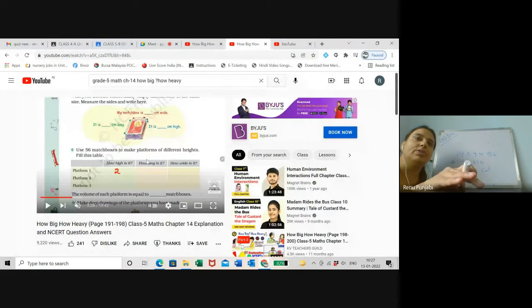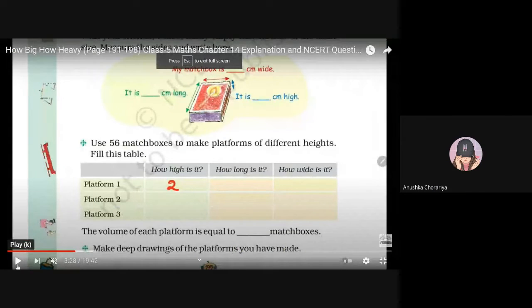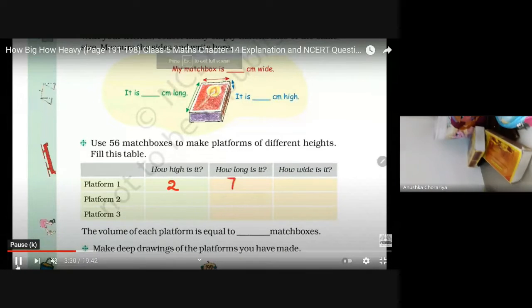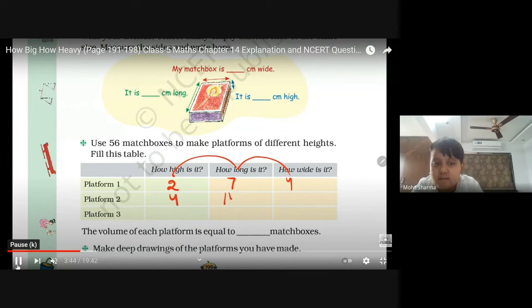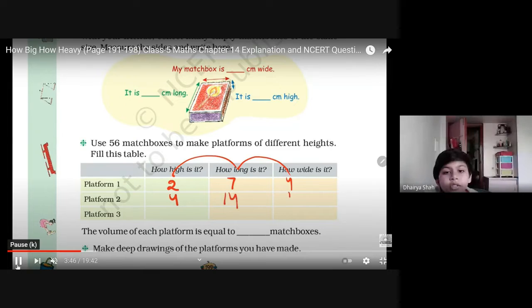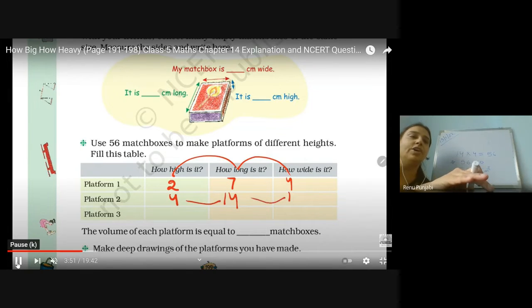See, again, I'm coming on the textbook. Suppose हम 2 centimeter height में लेते हैं. Ma'am, my length has come 15, and 7 in the long and 4 in the wide. So इसका volume अलग आएगा. Multiply करके volume निकलेगा. So it is up to you. Ma'am, I completed this table. 56, ma'am. The same. 56.